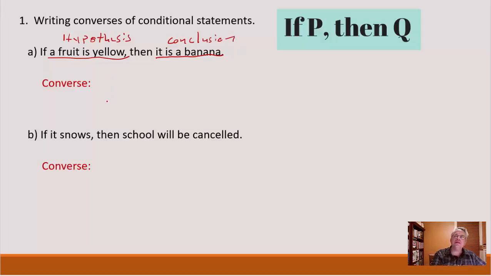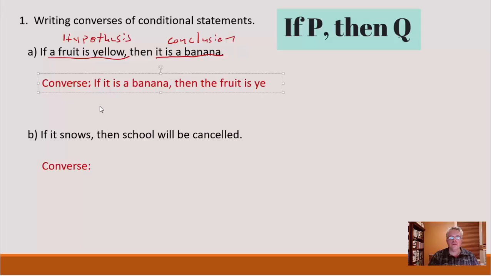Now, the converse is a statement that's related to this. It's the one we get when we switch the hypothesis and the conclusion. So I'm going to try to type it here. So the converse of this would be if it is a banana, then the fruit is yellow. Okay, and again, converses may be true, they may not be true, but like I said, we're just understanding the pattern of the statement. So if we switch the hypothesis and conclusion, we get the converse.